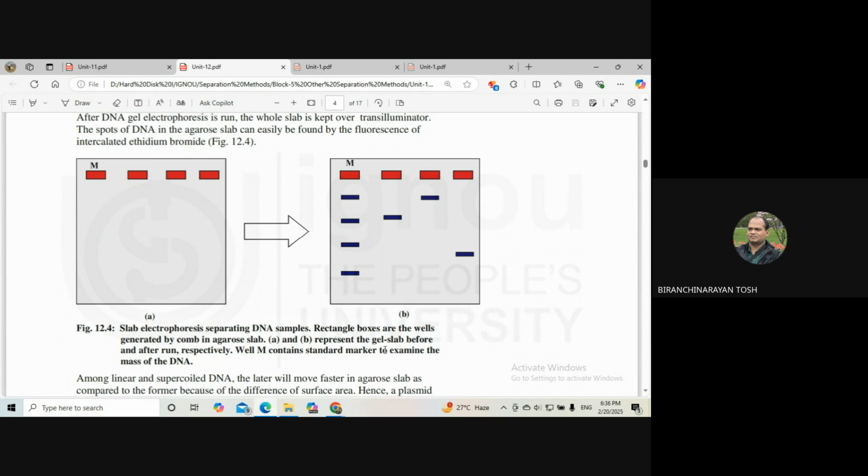A and B represent the gel slab before and after the run respectively. The well M contains the standard marker to examine the mass of DNA.